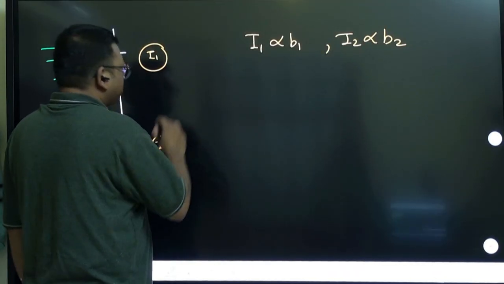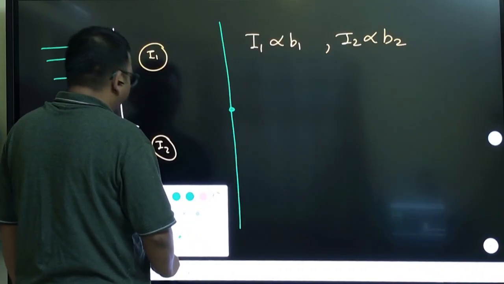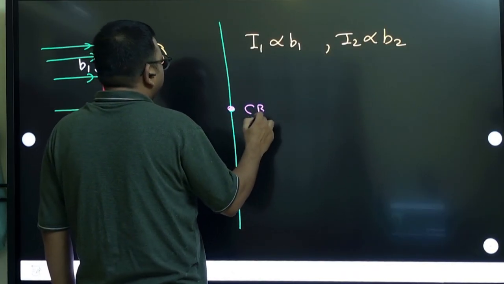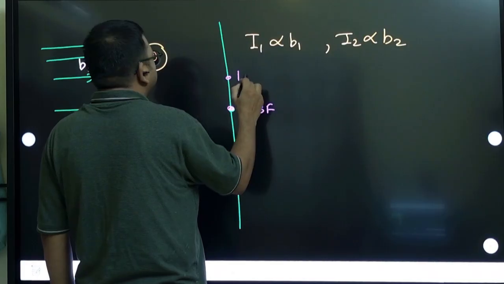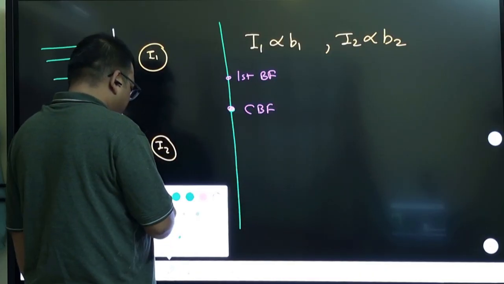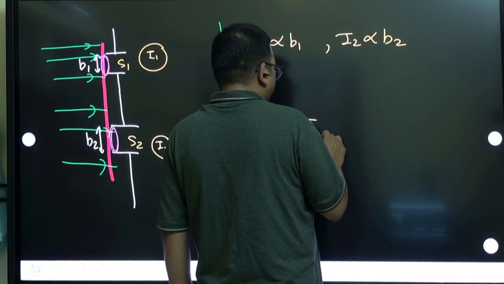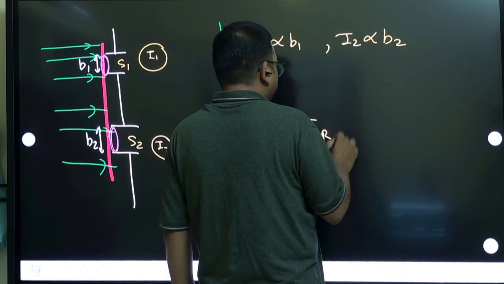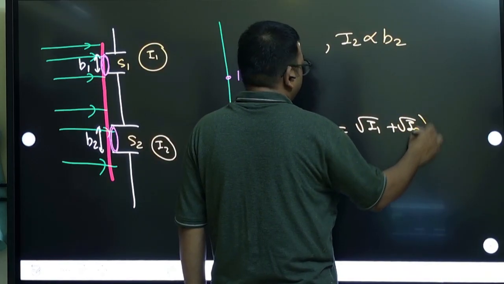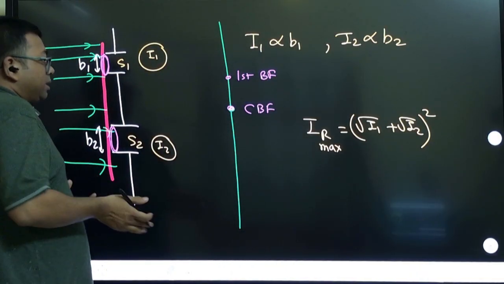So how does the intensity affect the calculation of intensity on the screen? These are the source intensities, but when superposition happens, when interference happens, let us take for example the maxima point. This is the central bright fringe, then the first bright fringe, then all those bright fringes. So the bright fringe intensity is the maximum intensity formula. The formula for resultant maximum intensity is (root I1 plus root I2) whole square.